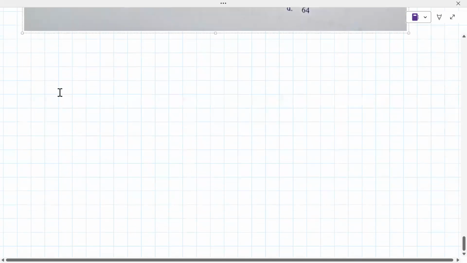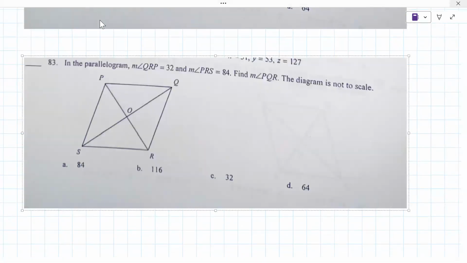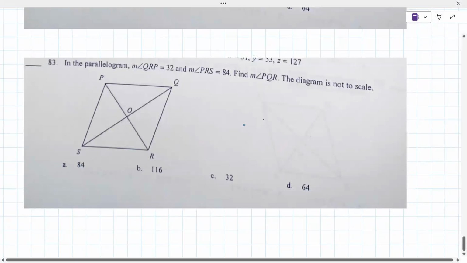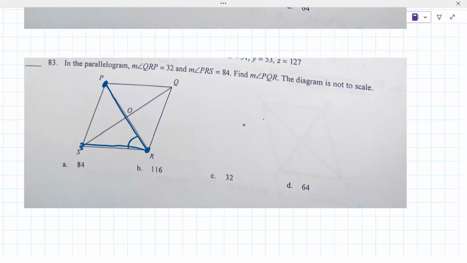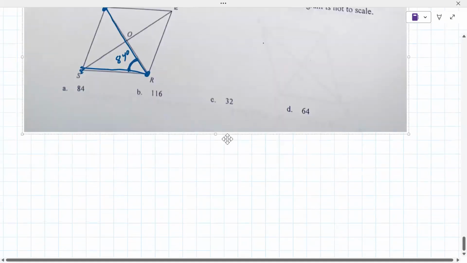Same thing with PRS. I'll use a different color here. You're there, there's R, there's S. It's a path. That's the angle in the interior. That's 84. Is that okay now? Or more clear, hopefully.